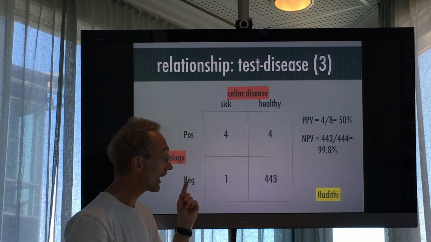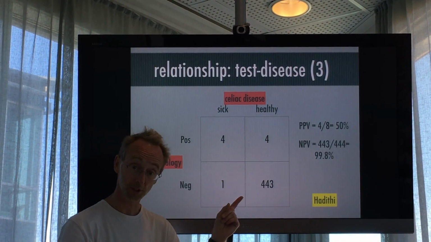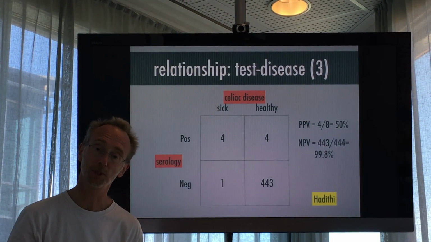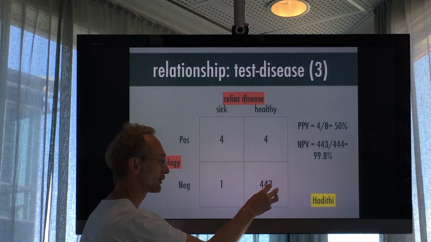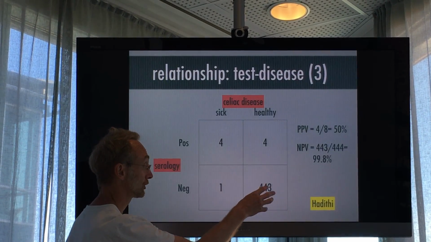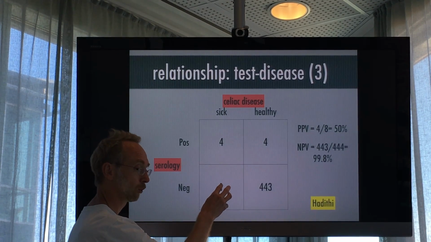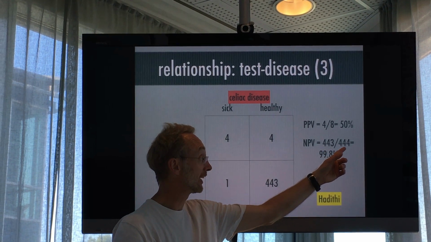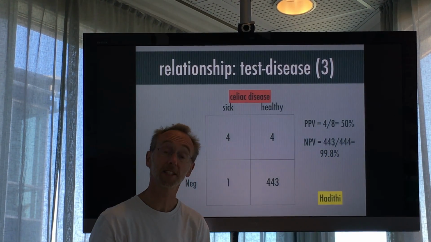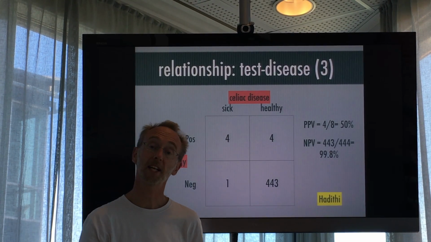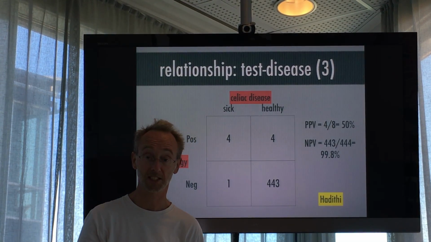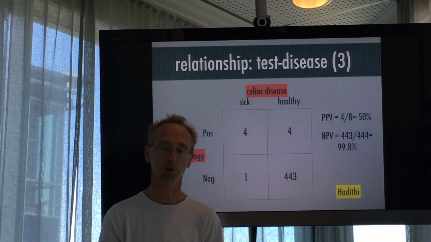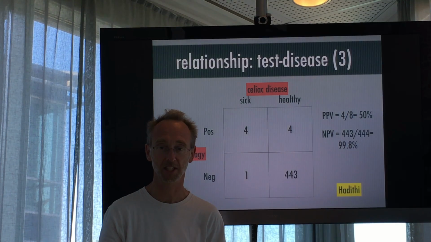If instead I have a negative test result, I have 444 individuals with a negative test result. You can see huge numbers are over here. They're actually true negatives, but there is 1 false negative. So the negative predictive value is 443 out of 444, 99.8%. That is actually, for instance, the case with celiac disease testing. It's almost as high. If you have a negative result, you can be almost sure that the patient doesn't have celiac disease.